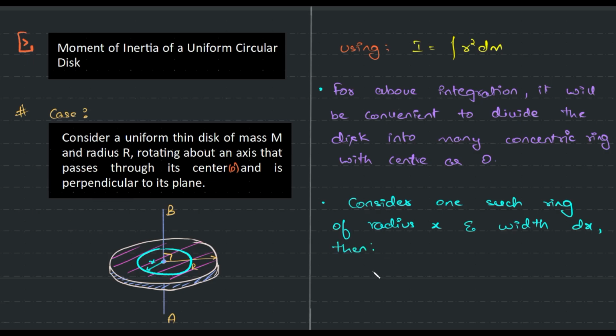Then what are we looking at? Then r will be x, right? The radius will be x, and the mass, right? We are getting expressions for r and dm in terms of a single variable. So basically we're looking at x and dm. So for dm, we are looking at mass being equated to density times the area.